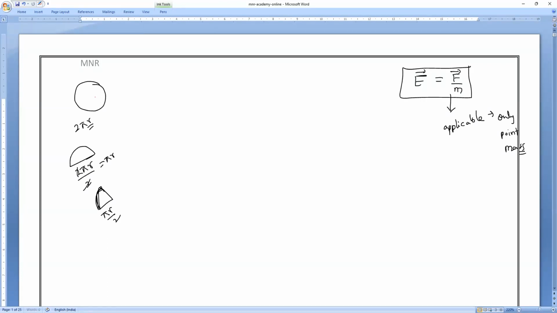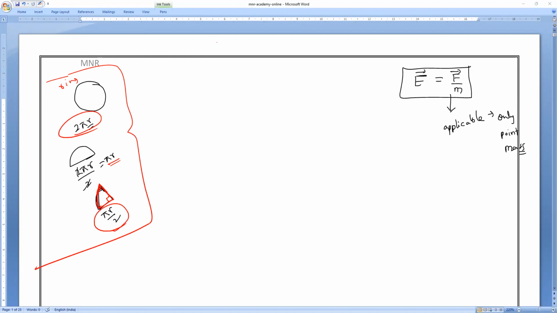So why am I telling you this at the beginning? We are going to use it. If it is a complete ring, 2 pi r. If it is a half semicircular ring, we have to say pi r. If it is 1 by 4th of the ring, it will form 90 degrees perpendicular, so it is pi r by 2. Is it okay? So that's what you have to remember.